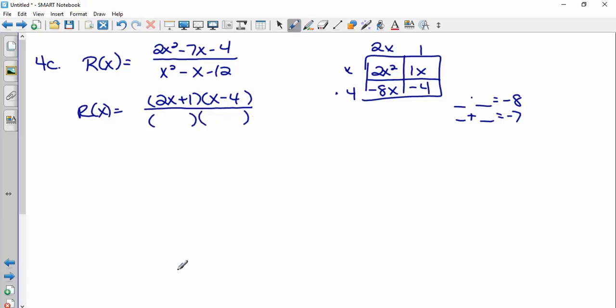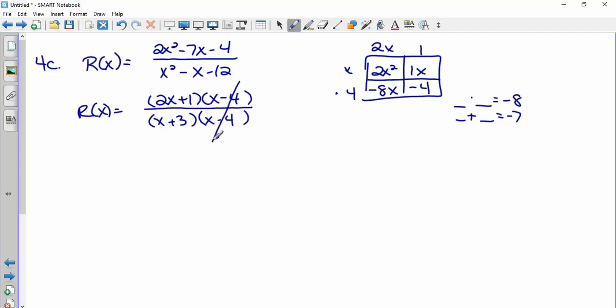Okay, the bottom, we can do the shortcut. X squared breaks into x, multiply to -12 and add to -1. That's a 3, -4. Okay, I did this question intentionally. What happens right here?